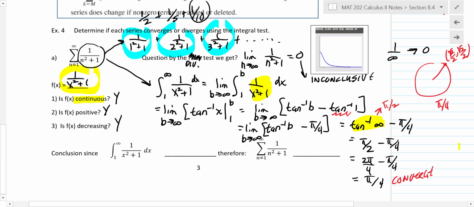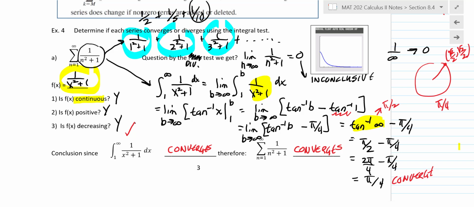So it did come to a value. So here's our conclusion. Since this converges, so does this series. That's what you're doing with the integral test: whatever you get on the improper integral, that will apply to the series. And the reason is they're very similar. Try to make yourself understand this too.